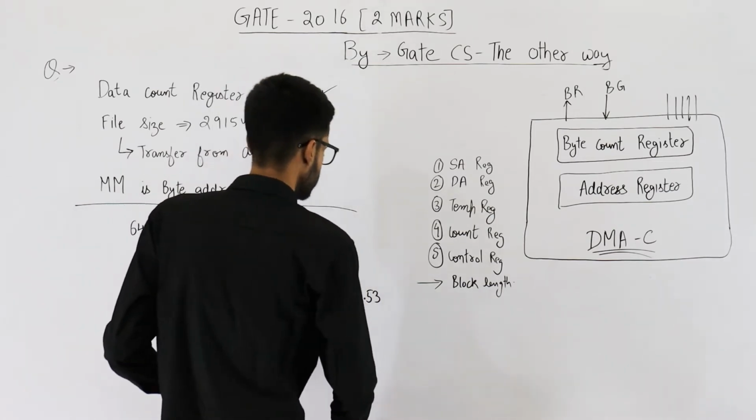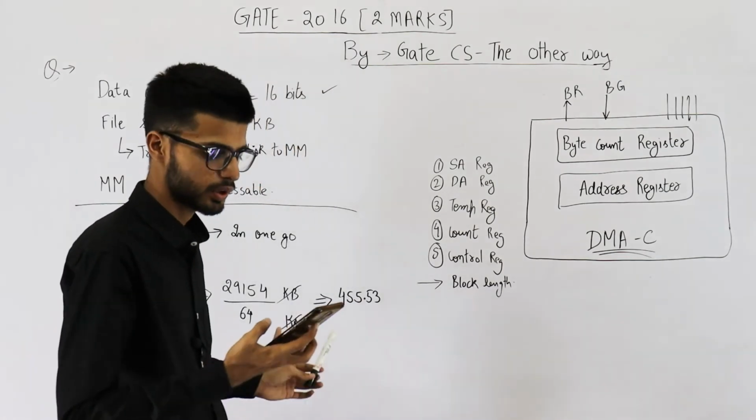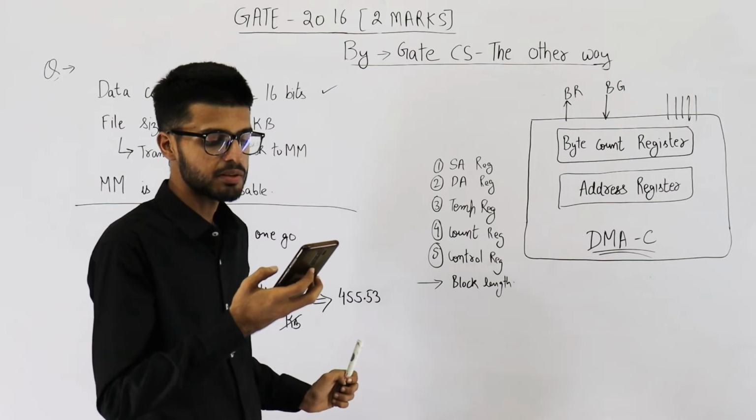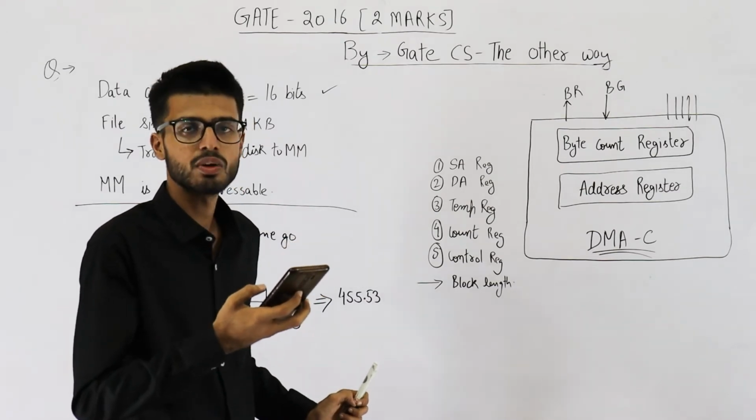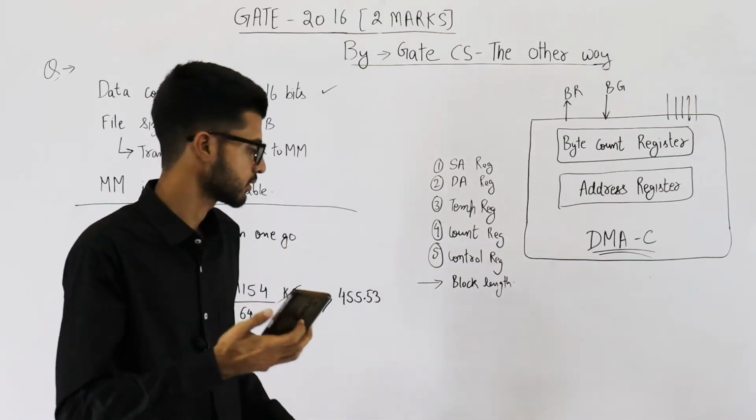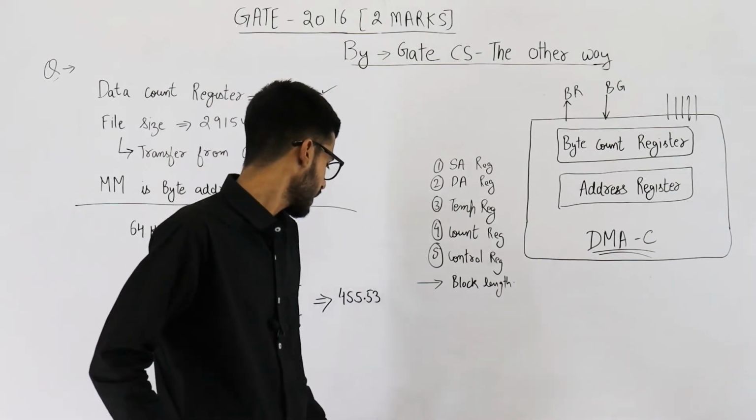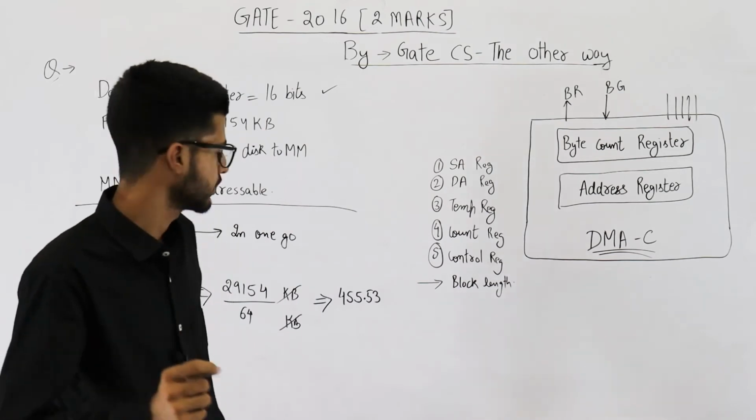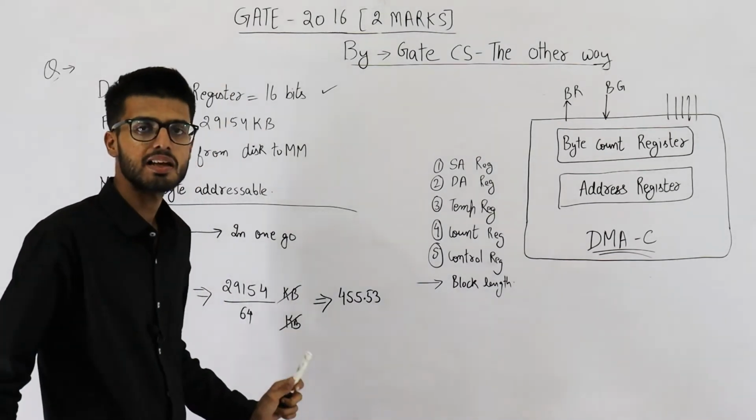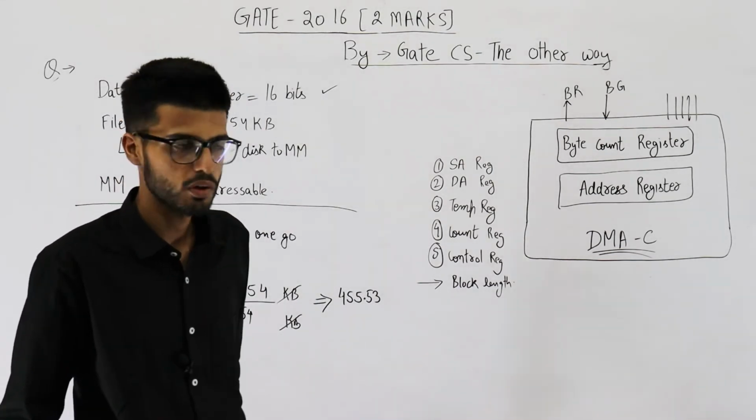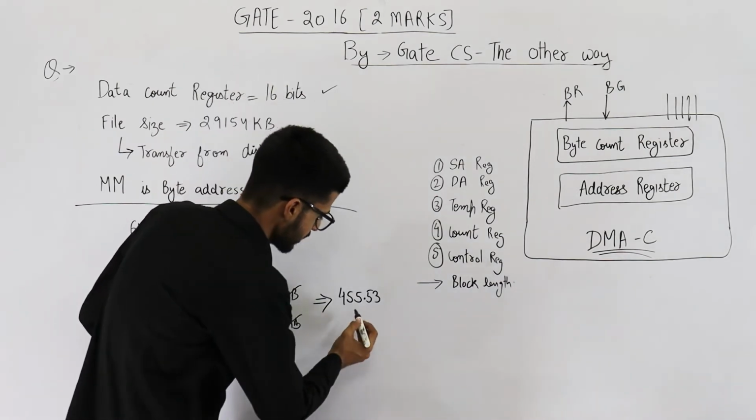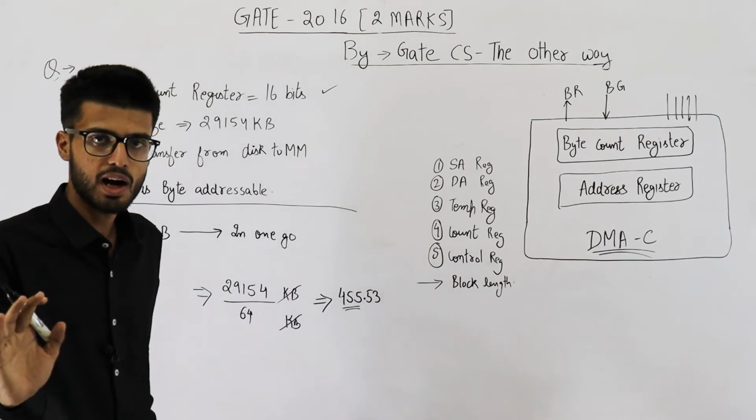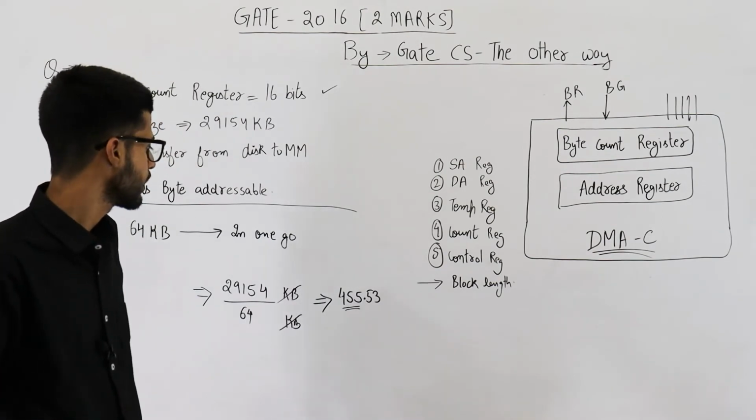Now just let's see what was the question. What are they actually asking? Minimum number of times DMA controller needs to get the control of bus. You are required to tell minimum number of times. How many times will DMA ask for the control of bus? That means 455 times we are sure it's going to ask for the control of bus.